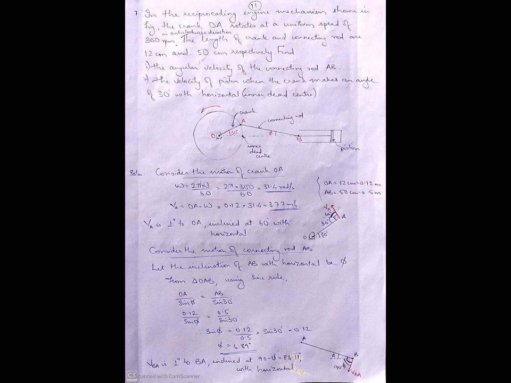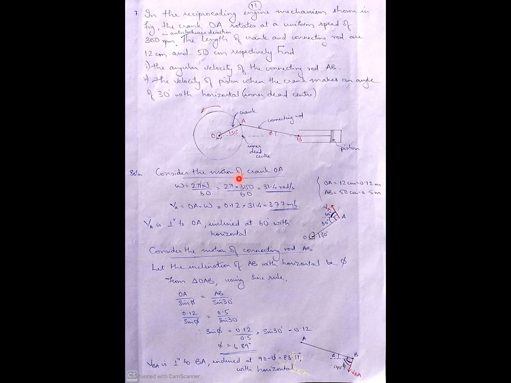In the reciprocating engine mechanism shown in figure, the crank OA rotates at a uniform speed of 300 rpm in anti-clockwise direction. The length of crank and connecting rod are 12 cm and 50 cm respectively. Find, first part, the angular velocity of the connecting rod AB. Second part, the velocity of piston when the crank makes an angle of 30 degree with horizontal or inner dead center. So this is a problem with respect to reciprocating engine mechanism.